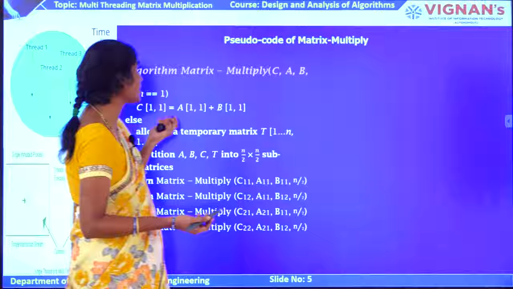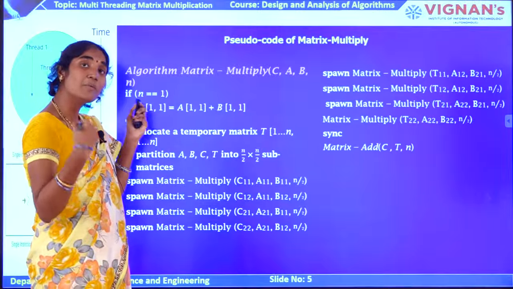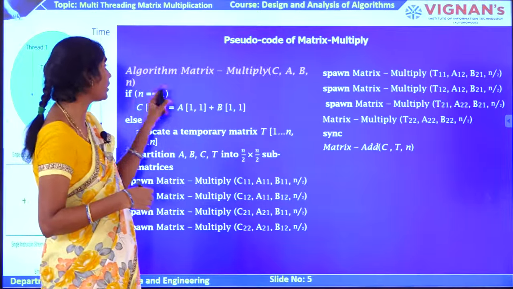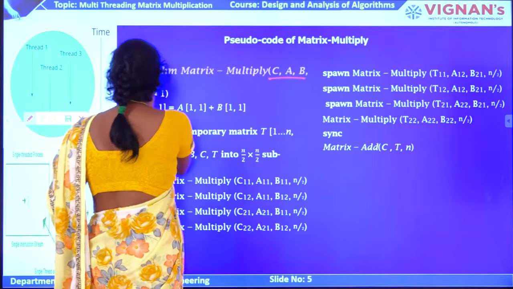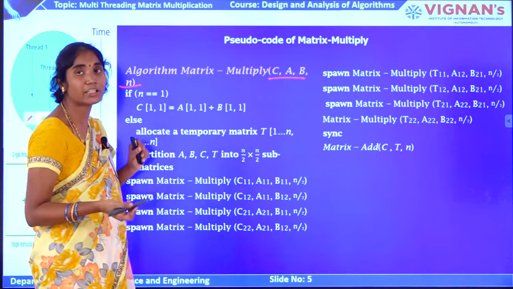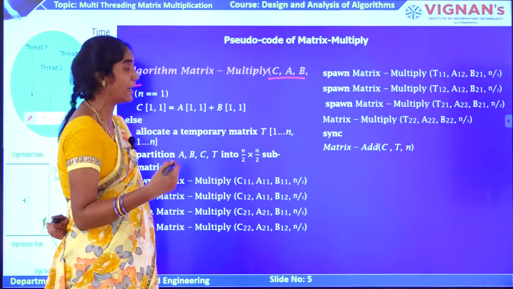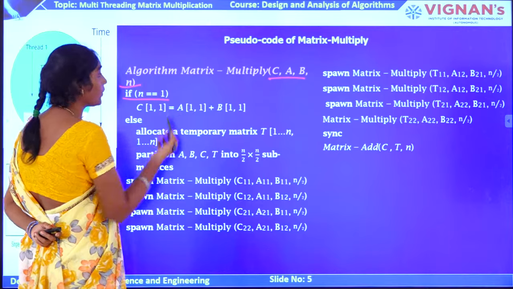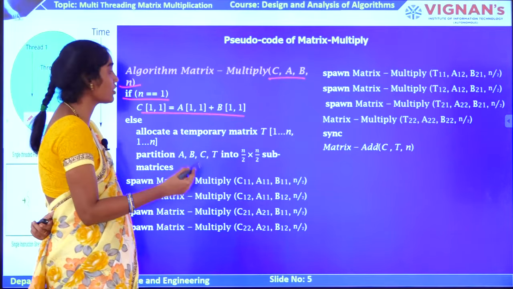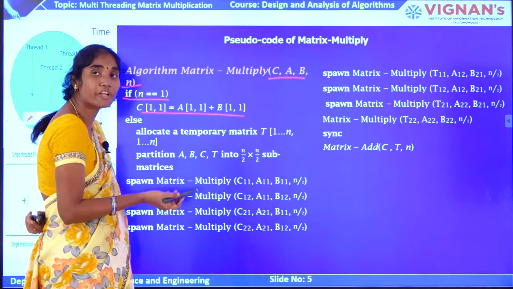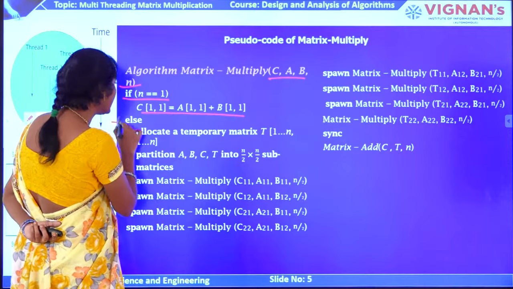So here this is a pseudo code for multi-threading matrix multiplication. I have parameters C, A, B, N. N by N is the given order of the matrix. Now if N is equal to 1, which is a smaller sub problem, in that case I directly give the solution, which is C of 1 1 is equal to A of 1 1 plus B of 1 1.